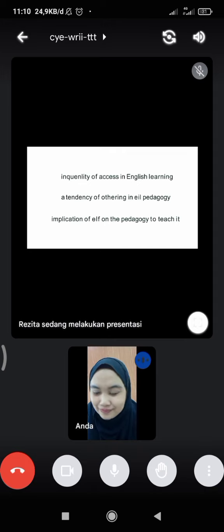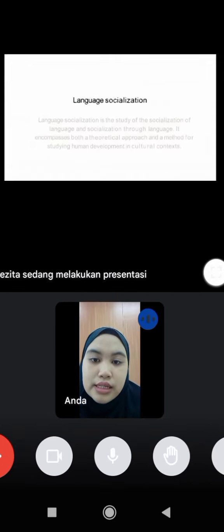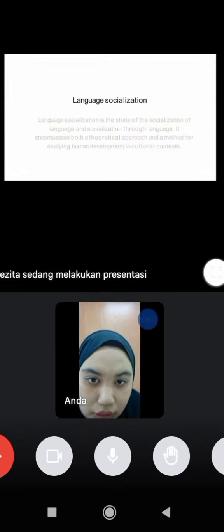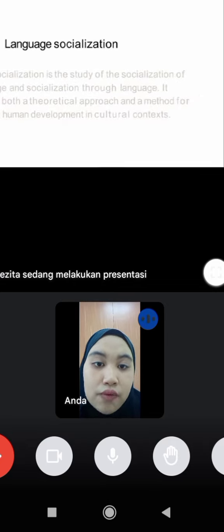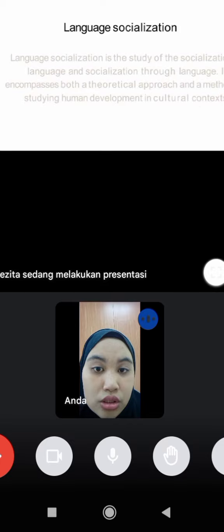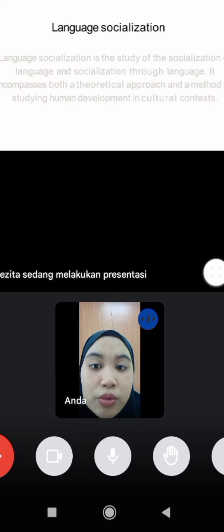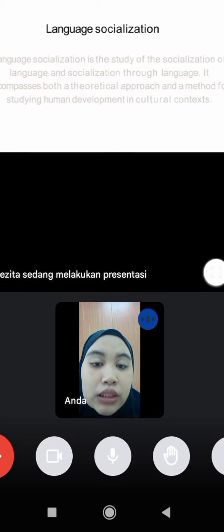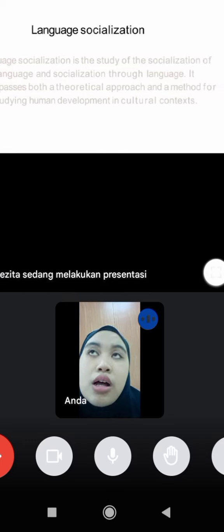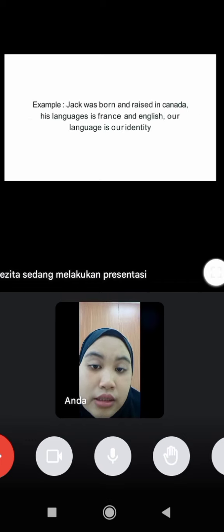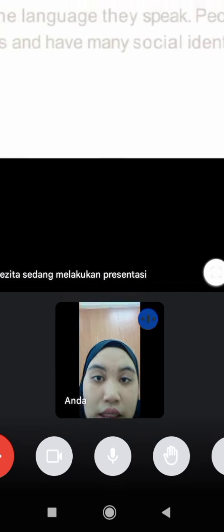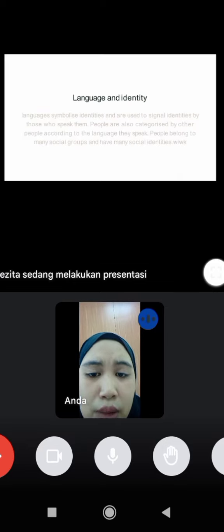Okay, next is about language and socialization. Language socialization is the study of socialization of language and socialization through language. It encompasses both a theoretical approach and a method for studying human development in cultural contexts. Okay, next is language and identity. I'm so sorry for the typo on the end.